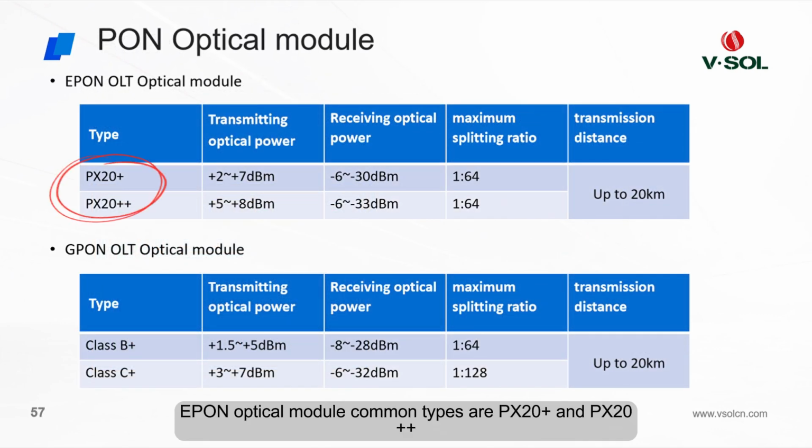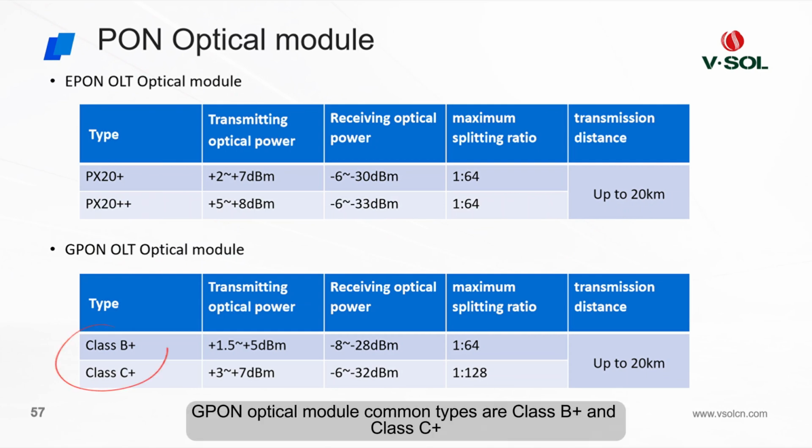EPON optical module common types are PX20+ and PX20++. GPON optical module common types are Class B+ and Class C+. Please refer to the data listed in the table for specific parameters.